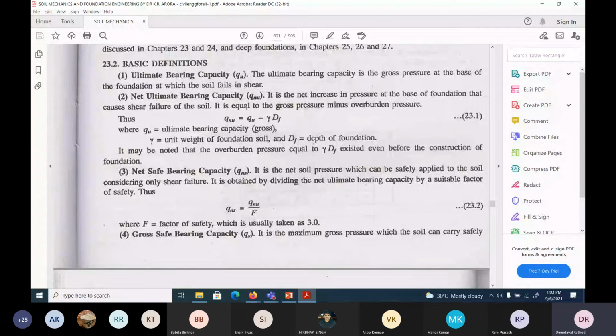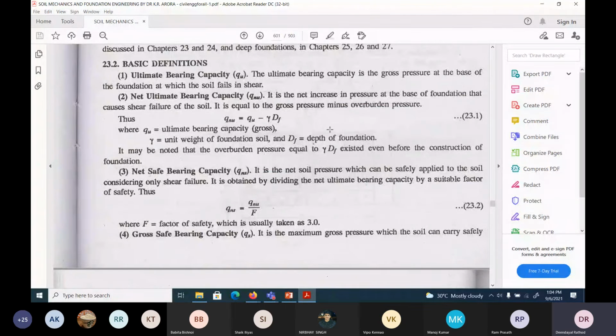Net ultimate capacity is the net increase in pressure at the base of the foundation that causes shear failure of the soil. It is equal to the gross pressure minus the overburden. Overburden is gamma Df, if the foundation is at a depth of Df, where gamma is the unit weight of the soil and Df is the depth of the foundation. If you remove the overburden pressure from the ultimate, you get the net ultimate bearing capacity.